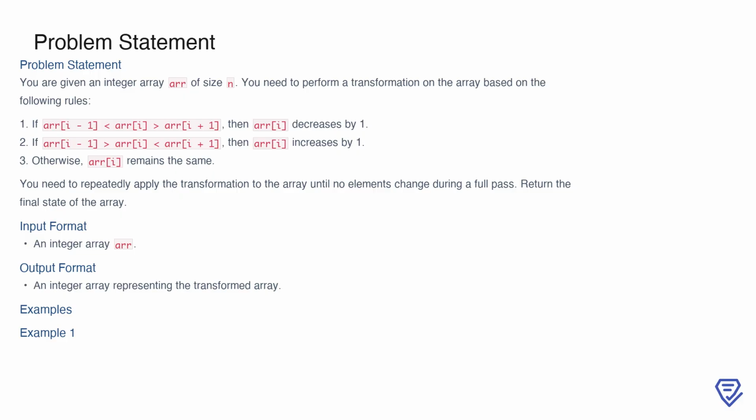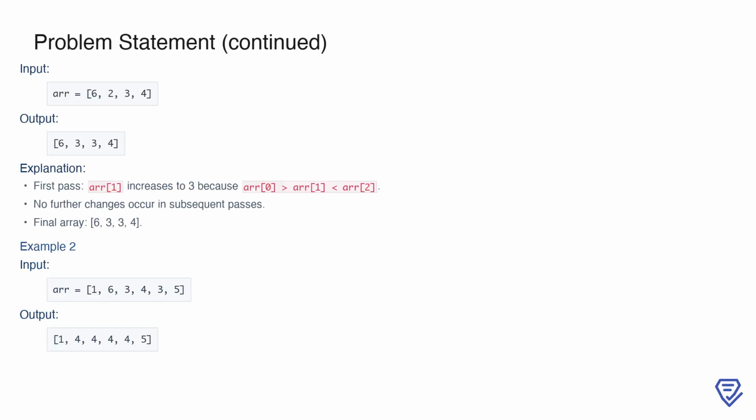These transformations are applied repeatedly to the entire array until no further changes occur in a complete pass. Once this condition is met, the final state of the array is returned. The input to the function is simply the array arr, and the output is the transformed array after all the changes are completed. For example, consider the array arr equal to 6, 2, 3, 4.